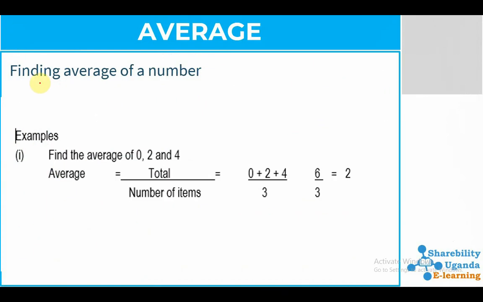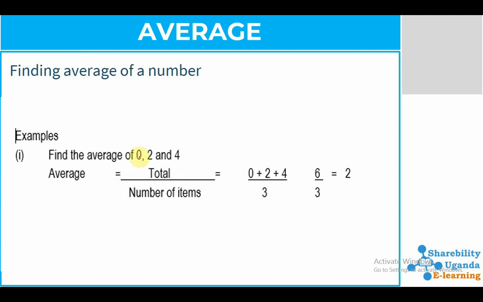Okay, I have another example. Find the average of a number. Example: find the average of 0, 2, 4. So here they have clearly given the formula that for you to get the average of a number, average is equal to the total, the one we did up, divided by the number of items. This is a group, and that group has those items 0, 2, 4. So the total of this, then divided by the number of items.